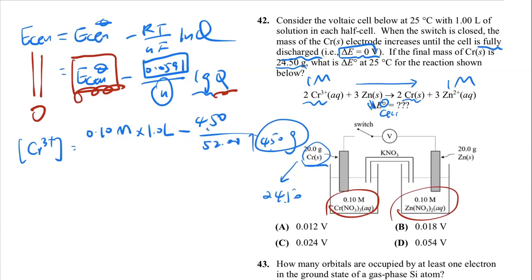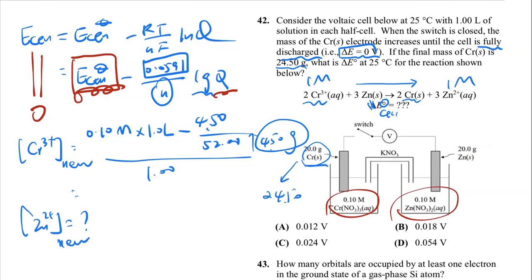4.5 divided by 52.0. This is how many moles of Cr is gone, and then we divide it by the new volume. So I think we can suppose the volume doesn't change, right? So we can figure out what is the new molarity. This is the new molarity of Cr3+ at equilibrium state. Guys, do we have an easy way to figure out what is the new molarity of zinc 2+?